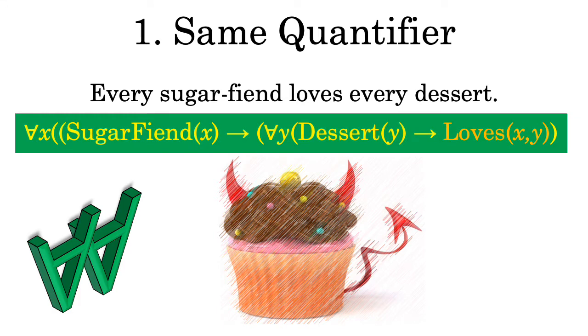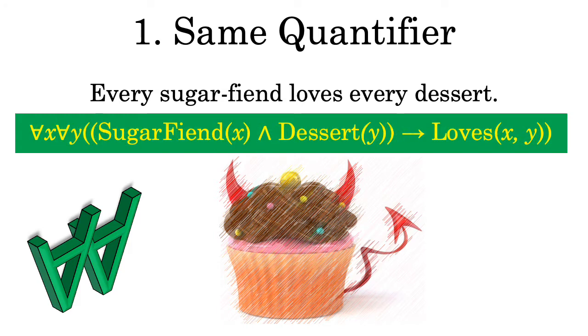The only thing left to do at this point is to translate x loves y, and that's very straightforward. That's just a simple two-place predicate, which we've seen before, and that looks exactly like this. And that's our translation. So let's talk through the whole thing now to make sure we understand the big picture. What that says is for all x, if x is a sugar fiend, then for all y, if y is a dessert, x loves y. And you can see that that maps pretty closely with the meaning of the English statement, every sugar fiend loves every dessert.